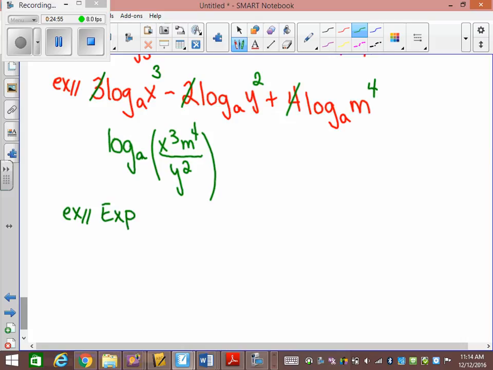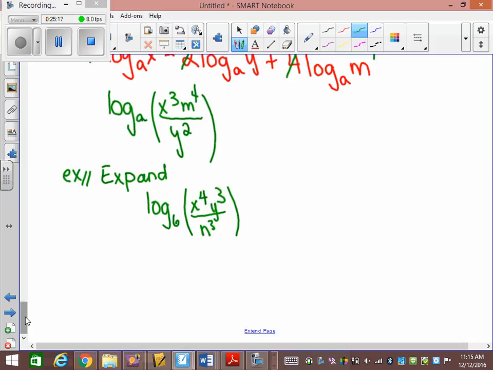expand log base 6 of x to the 4 times y cubed over n cubed. I say expand. So what do I want you to do at this point? I want you to take it from put together and expand it. Okay? So most people are good at the first step. They're either really good at this or really bad. They either just don't even attempt it or they just get it right. There's really no in-betweeners on this one.